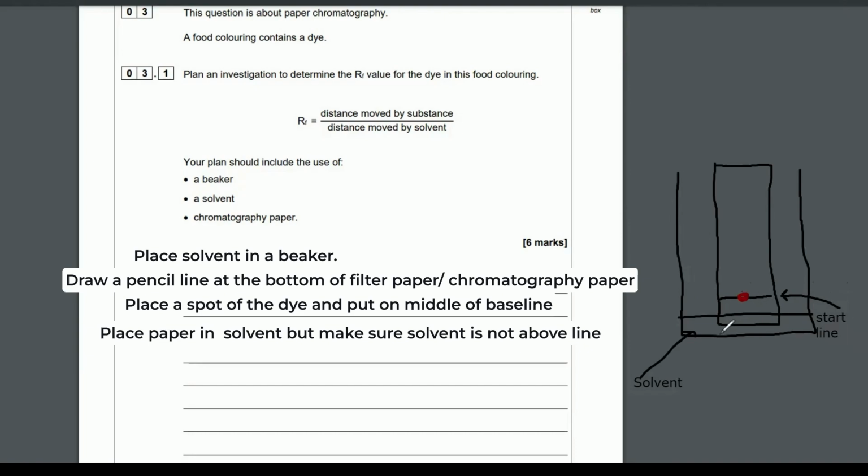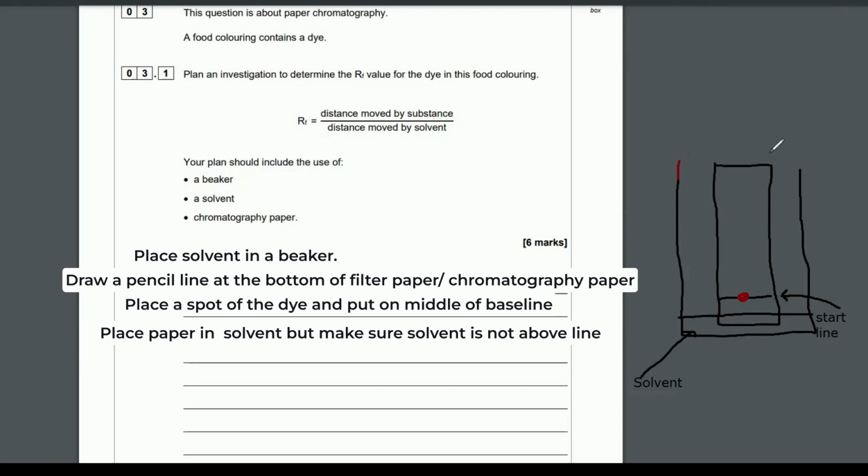Another important thing, the solvent must be below the start line. Look, my start line is above the solvent. If the start line is below the solvent level, the dye will just dissolve into the solvent and it won't move up the paper. What we have is capillary action, where the solvent is sucked up the tiny pores, the holes in the chromatography or filter paper. And as it comes up, it draws the dye up the paper.